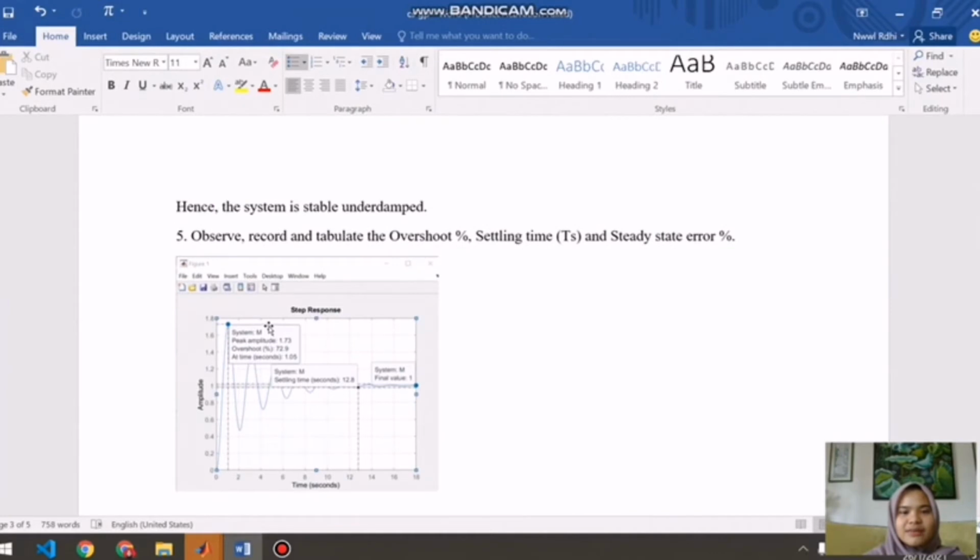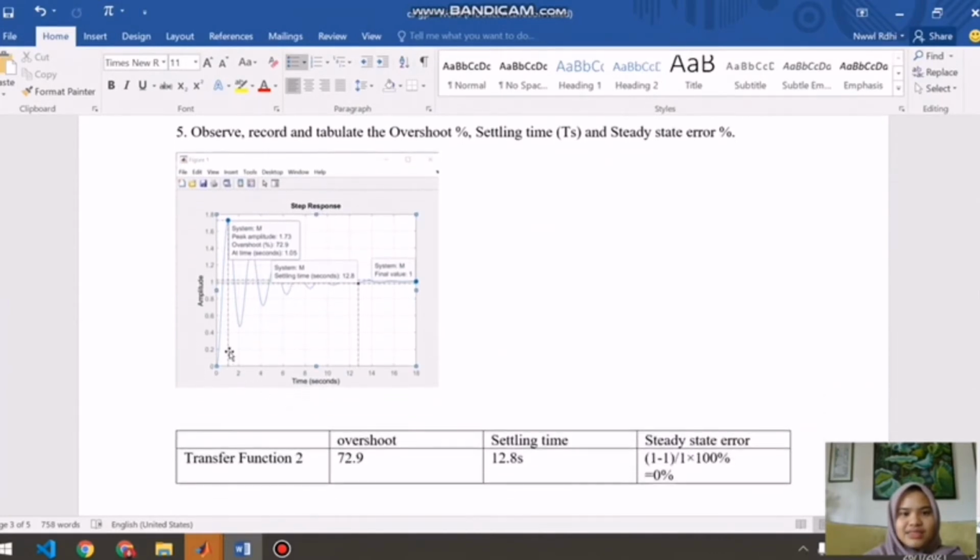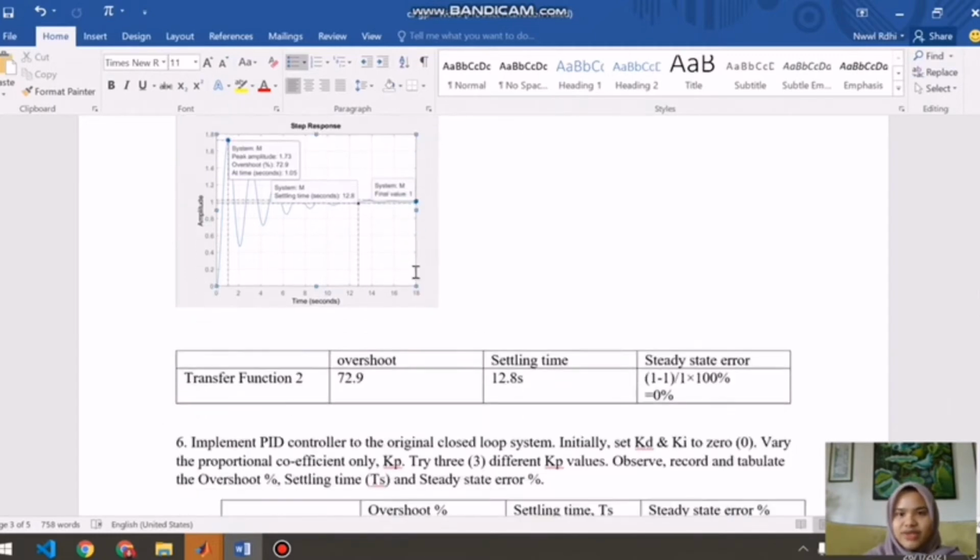And for question number 5, again the overshoot, settling time, and steady state error based on the step response. The overshoot is 72.9, the settling time is 12.8, and for the steady state error, I use the formula of the desired value minus the actual value, divided by 1 and times 100, and I got the steady state error 0. So the final value is the actual value.